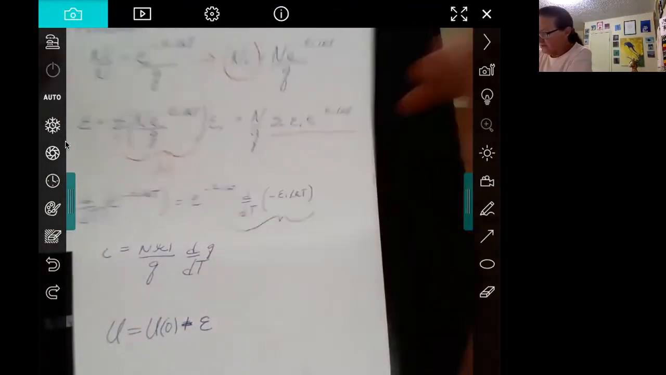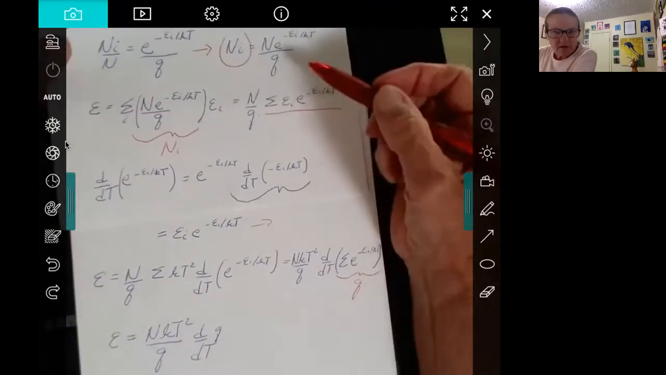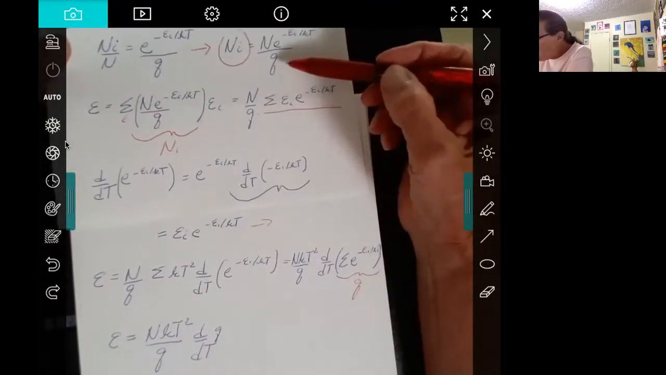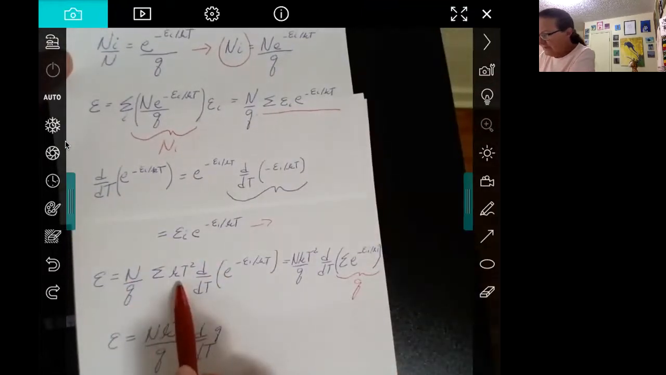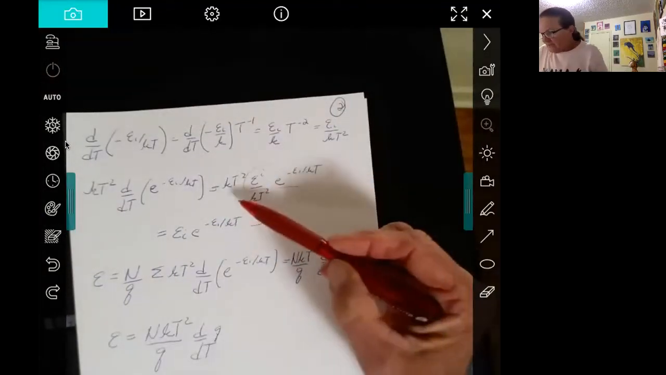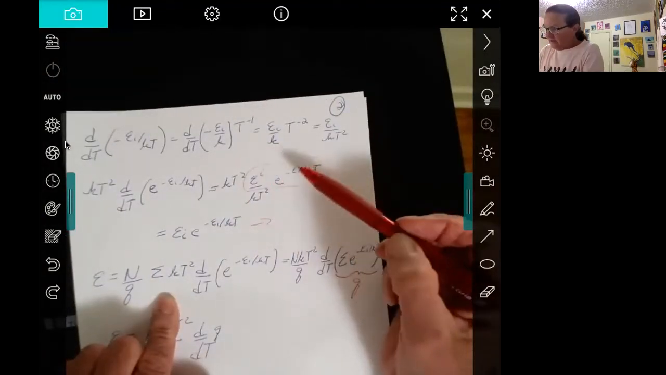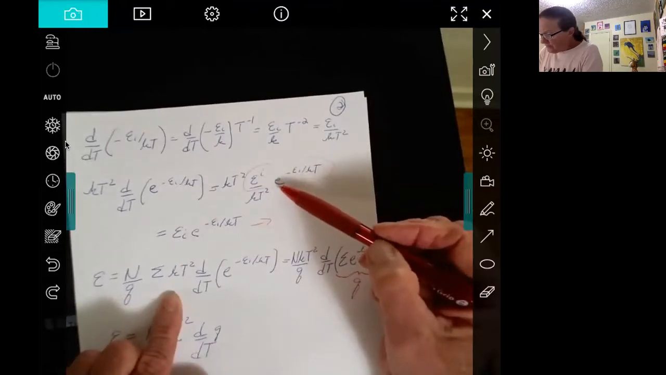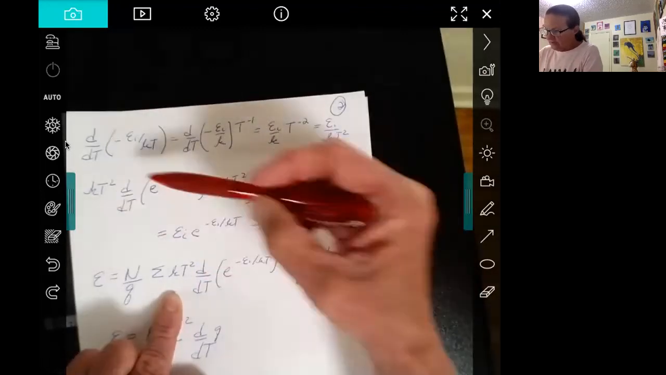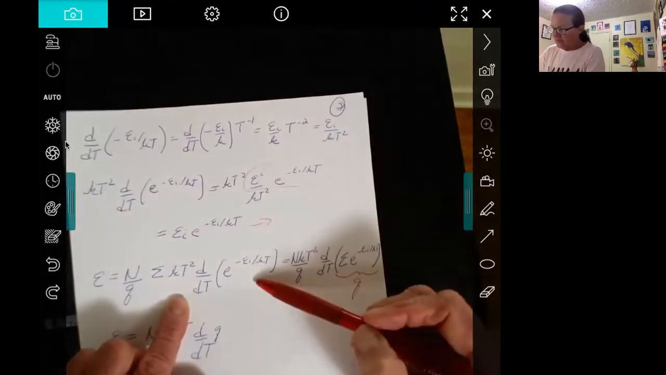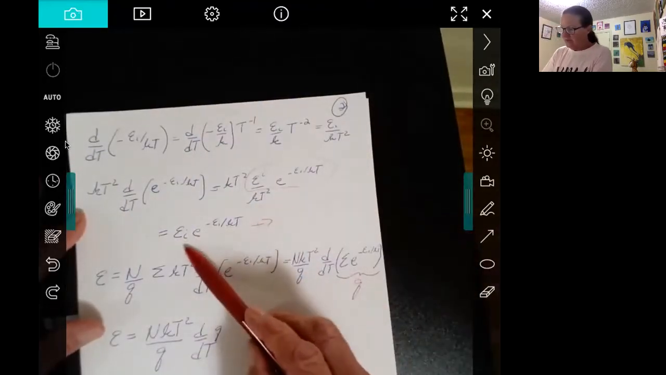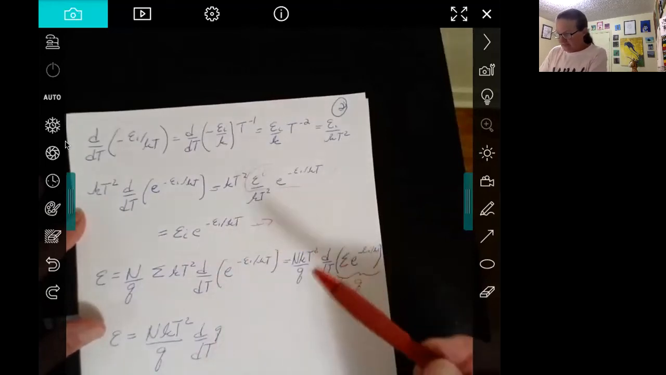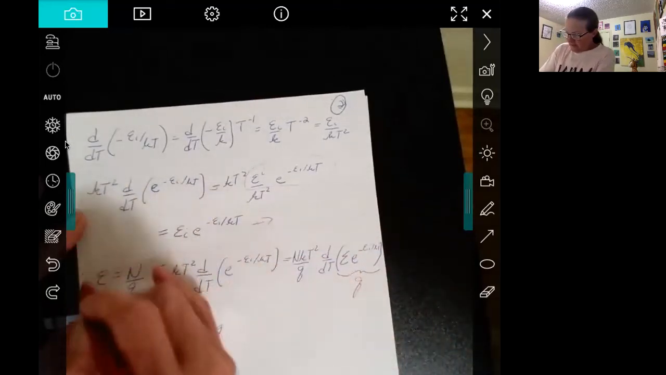and we have N over q sum over all these. And so we have N over q sum over, and now the sum is going to be over kT squared times the derivative of this guy, because we know when you simplify that, that equals epsilon_i e to the minus epsilon_i over kT. So we're at this point.